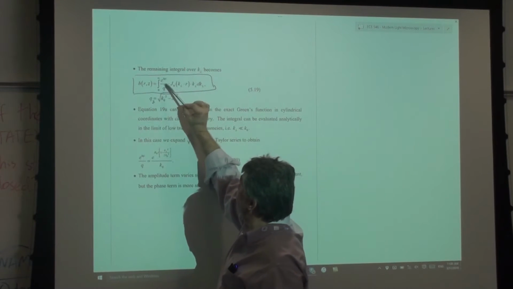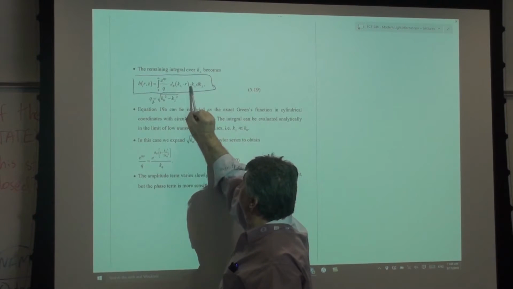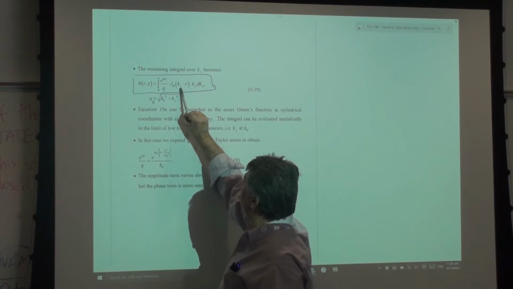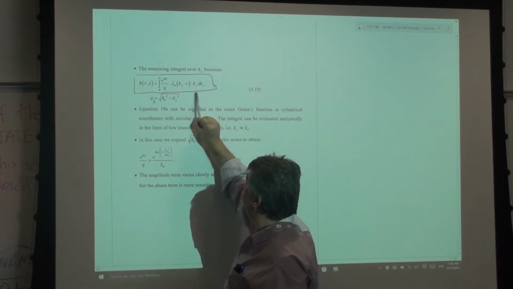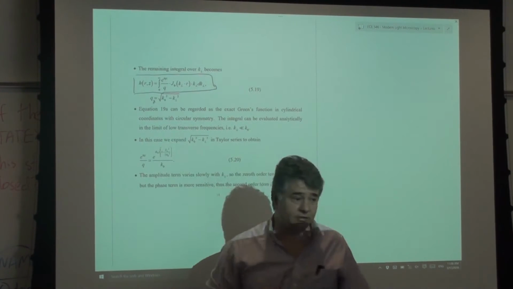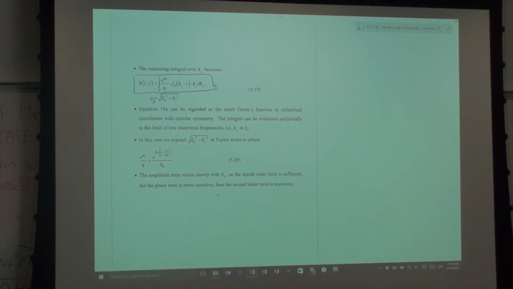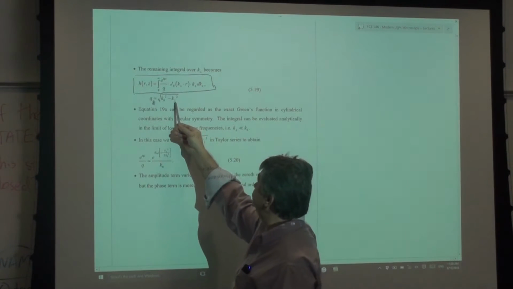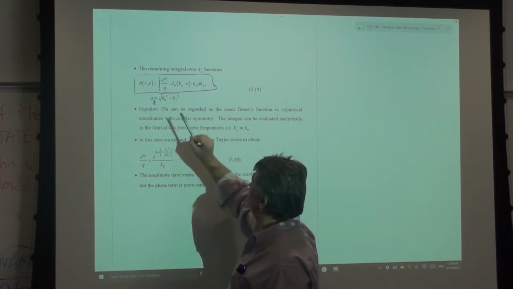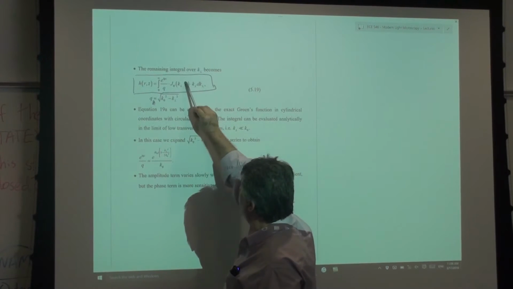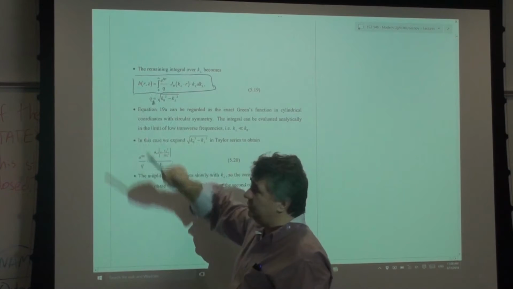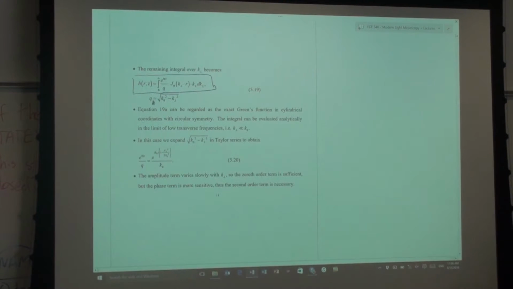So I have e to the i Qz over Q, J naught, the Bessel function, of k perpendicular, this is the magnitude, no longer a vector, times r, k perpendicular dk perpendicular. I'm going to discipline myself to call it Qz because it makes a lot more sense. Qz is actually a function of k perpendicular. So that's why we have z and then k perpendicular in the kernel, and the integral over k perpendicular gives me back the original function. So it's just another representation.